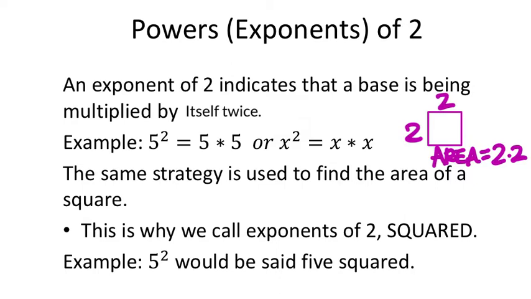So this is why when we see something to the power of 2, you may have heard it said as something squared. This reads 5 to the power of 2, but you could read it as 5 squared. Or this one, x to the power of 2, you could also say x squared. It's because when you multiply something by itself, that's how you find the area of a square with those specific side lengths. So 5 to the power of 2 is fine, but you can also just say 5 squared. When you see exponents of 2, we just say that the base is squared.